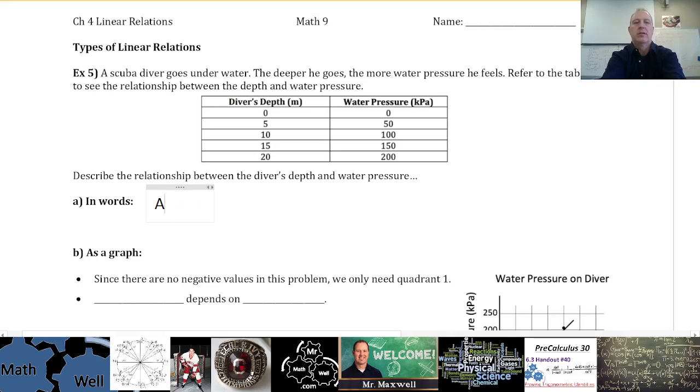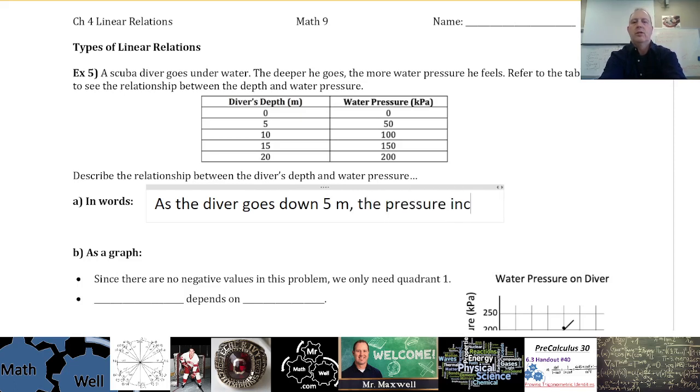As the diver goes down 5 meters, the pressure increases by, and if we count that, we haven't really counted it yet, it's 5 meters every time here, and here it's 50 kilopascals. See that? Every time it jumps 50. So as the diver goes down 5 meters, the pressure increases by 50 kilopascals. Or even better, for every 5 meters the diver goes down, the pressure increases by 50 kilopascals. Okay? So that's good, and so is the other one I just mentioned.